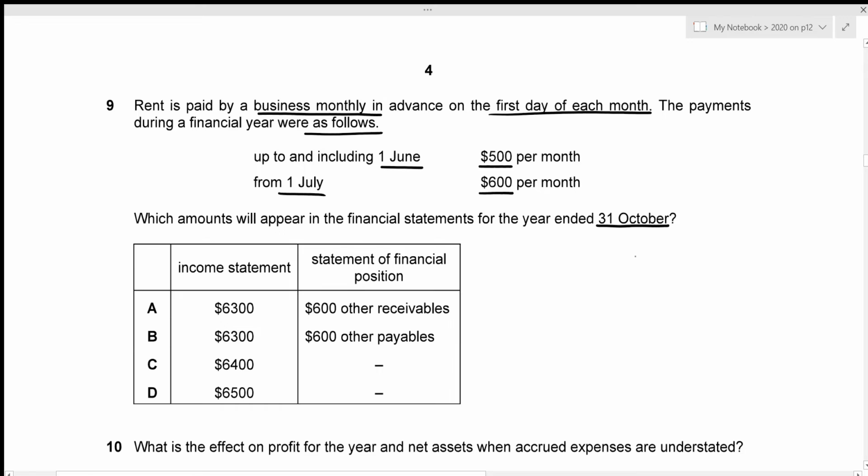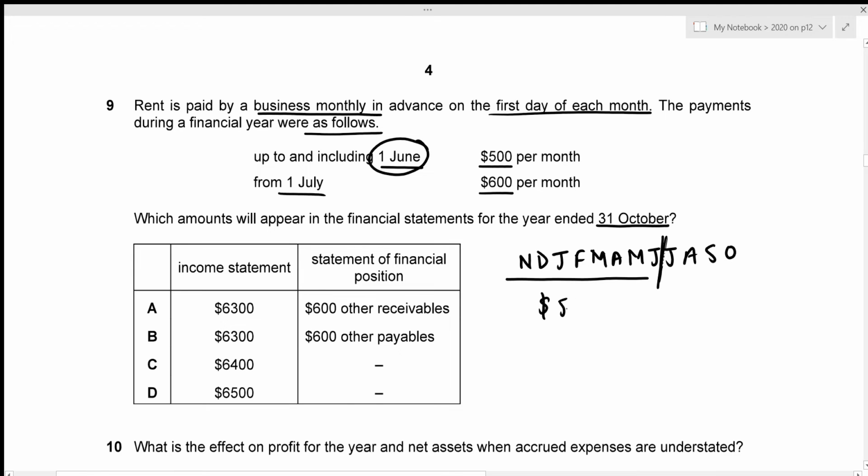Okay, for a year ended 31st October, the months that we need to pay the rent for are November, December, January, February, March, April, May, June, July, August, September, and October. And we know that up to and including 1st June, we pay 500. So that's for these months, we'll be paying 500. For the remaining 4 months, we'll be paying 600 per month.